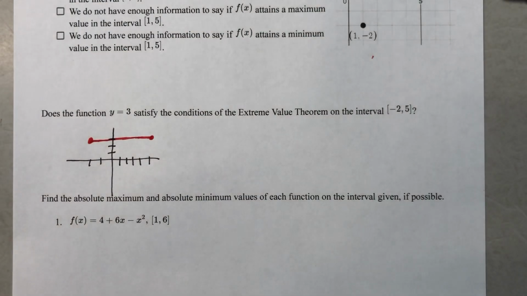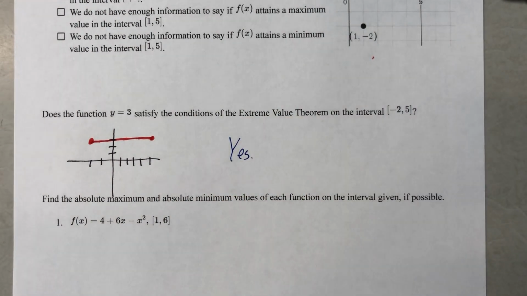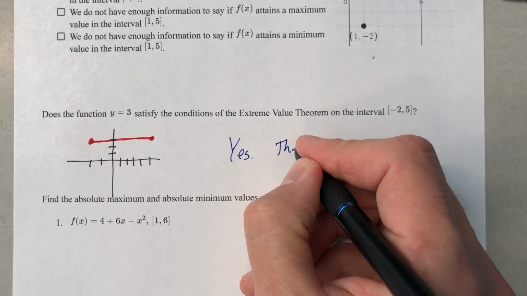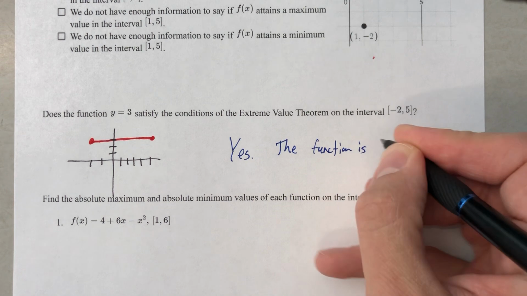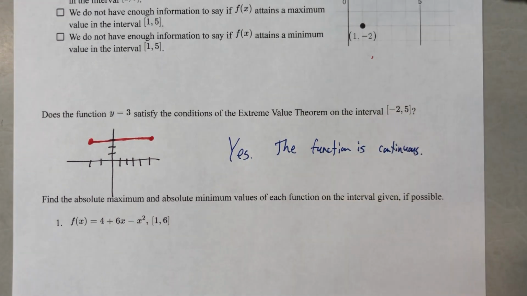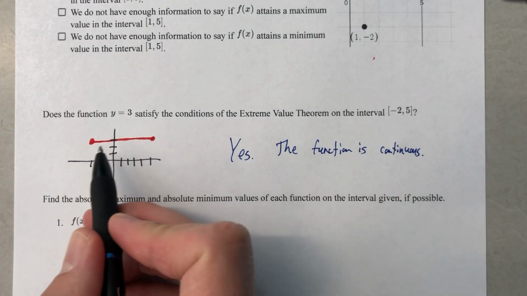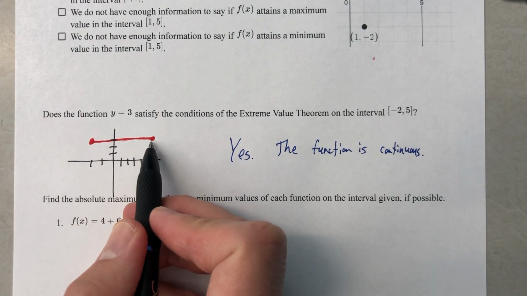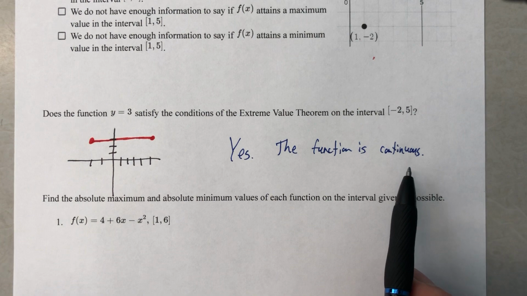So let's do this. Yes, it does. The function is continuous. You have an infinite number of points from here to here that are the highest and they are the lowest. I know it's wacky, but all we had to have was continuity.